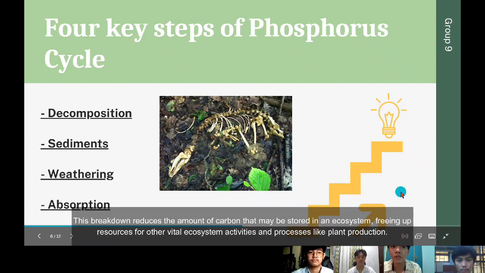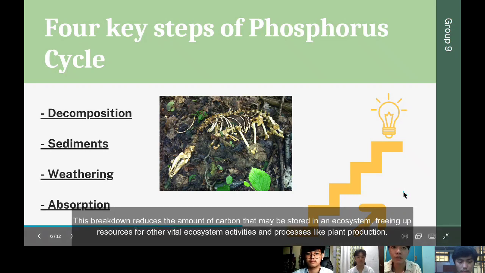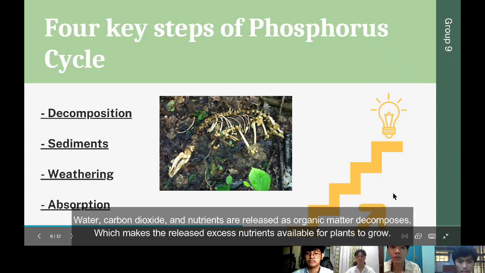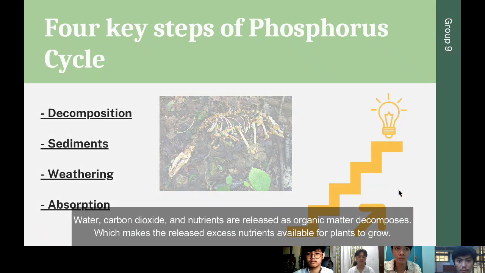This breakdown reduces the amount of carbon that may be stored in an ecosystem, freeing up resources for other vital ecosystem activities and processes like plant production. Water, carbon dioxide, and nutrients are released as organic matter decomposes, which makes the released excess nutrients available for plants to grow.